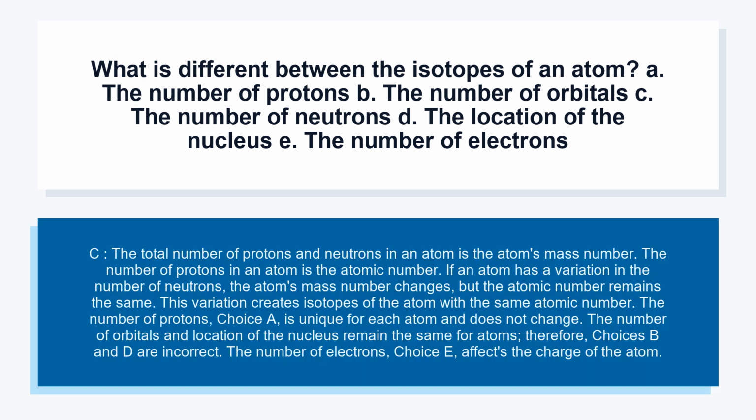C. The total number of protons and neutrons in an atom is the atom's mass number. The number of protons in an atom is the atomic number. If an atom has a variation in the number of neutrons, the atom's mass number changes, but the atomic number remains the same. This variation creates isotopes of the atom with the same atomic number. The number of protons, choice A, is unique for each atom and does not change. The number of orbitals and location of the nucleus remain the same for atoms, therefore, choices B and D are incorrect. The number of electrons, choice E, affects the charge of the atom.